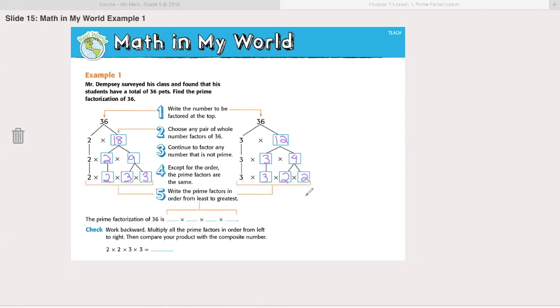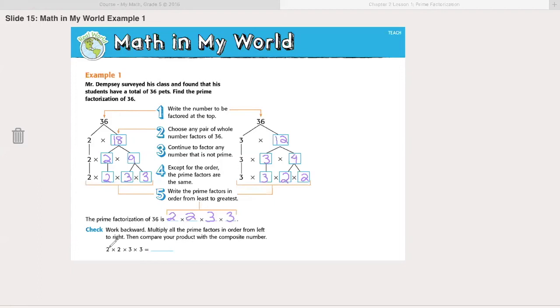You see that in the end, we came up with the same prime factorization, 2 2s and 2 3s on either side. So the prime factorization of 36, even though we came at it from 2 different methods, 2 different factor pairs, we still ended up with the factorization of 2 times 2 times 3 times 3.